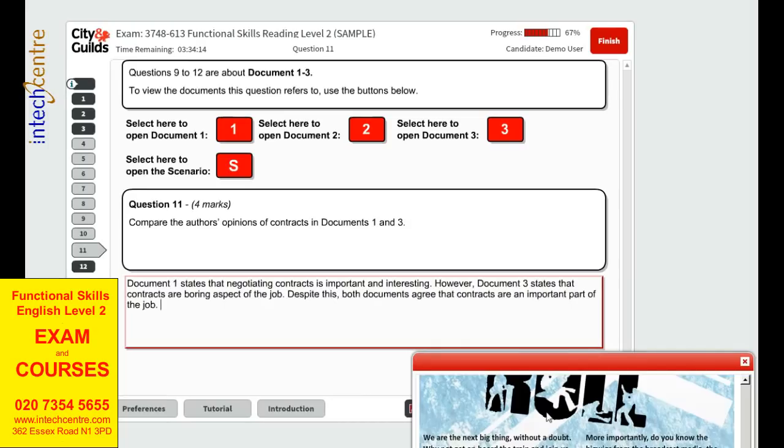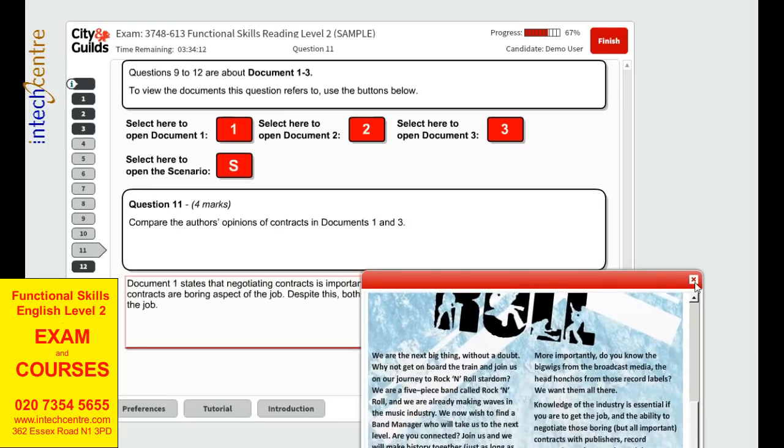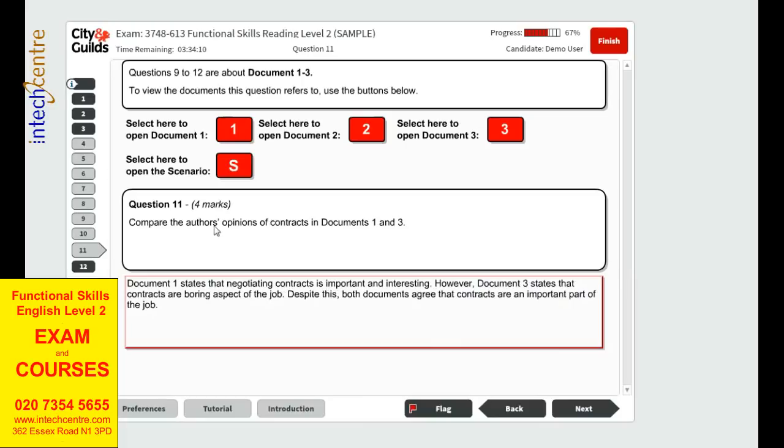Okay, so here we have it. So we've gained the 4 marks because we've stated the author's opinion in both instances. The document 1, important, interesting, that's 2 marks. Document 3, contracts are boring, but both documents agree that the contracts are an important part of the job. So not only have I compared the similarities, I've also compared the differences. So this is how I've gained the full marks.